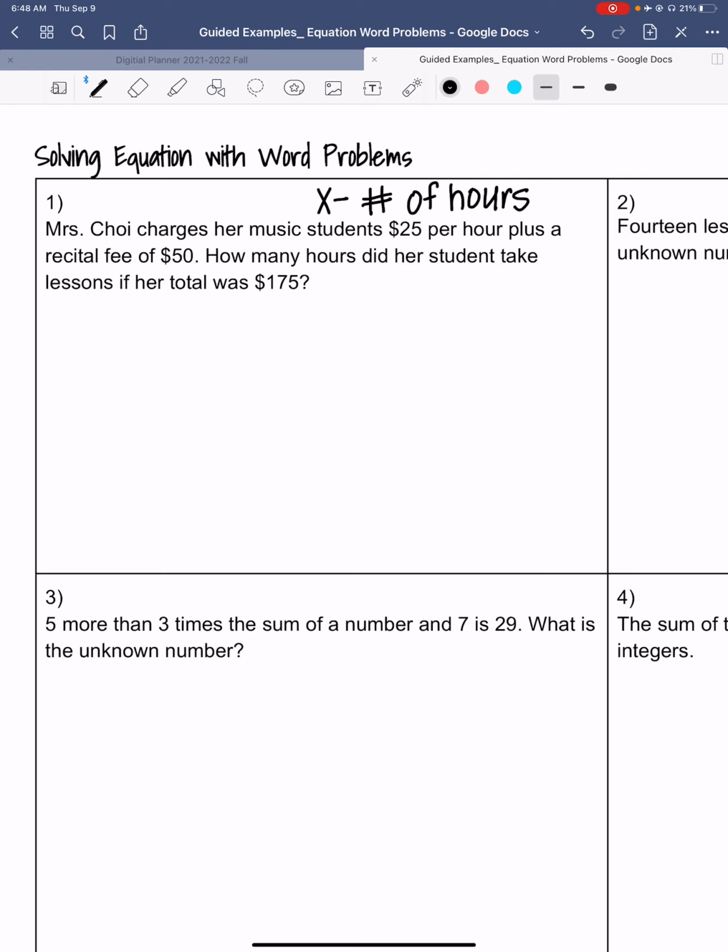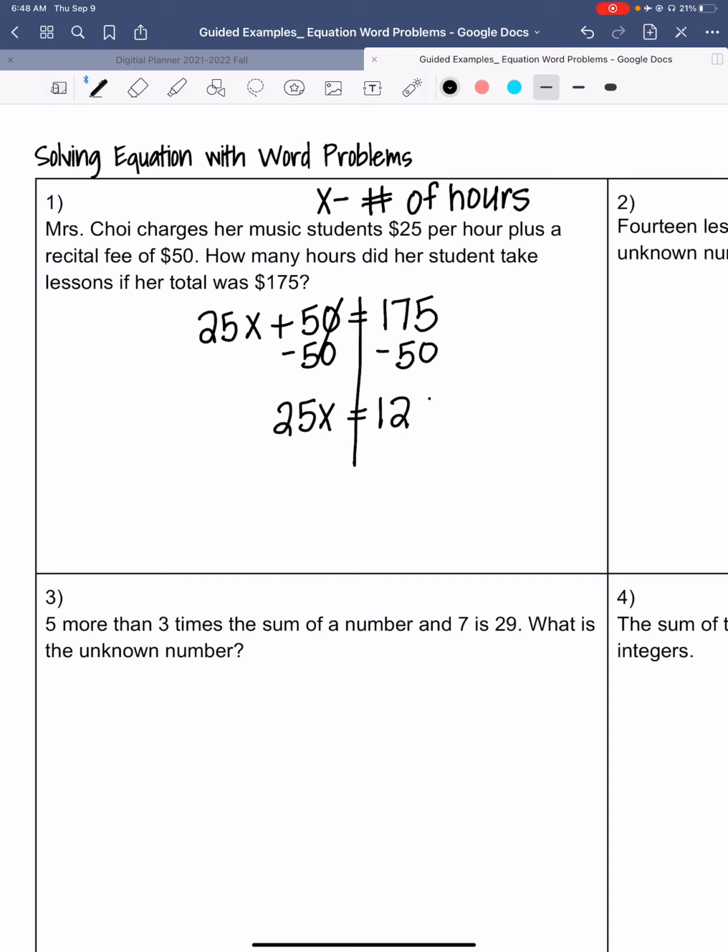So when I look at this, I know that she did $25 per hour, so 25X, plus an additional fee of $50. And her total, so it's going to be equal to 175. So if I were to solve this equation, I would subtract 50, and then 25X equals 125, and then divide by 25. And that's going to give me X equals 5. So her student did 5 hours of lessons.